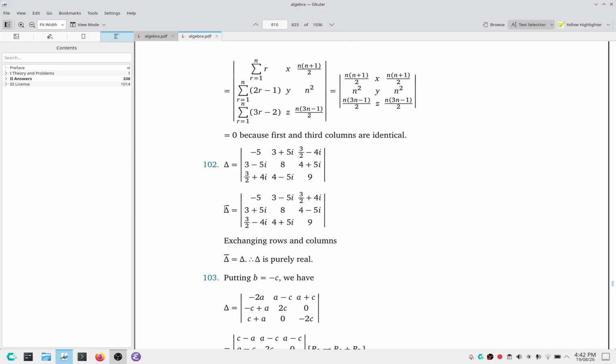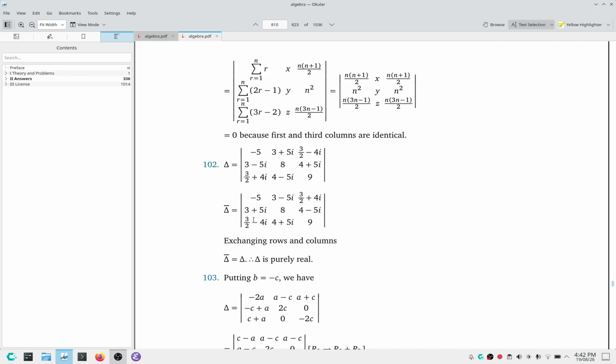Now we calculate the conjugate of this. Okay. So you know by the formula that we need to negate the imaginary part. So this plus i becomes minus i in the conjugate. Minus 4i becomes plus 4i. And this minus 5i will become plus 5i, and this plus 5i will become minus 5i, and this plus 4i will become minus 4i, and so on.